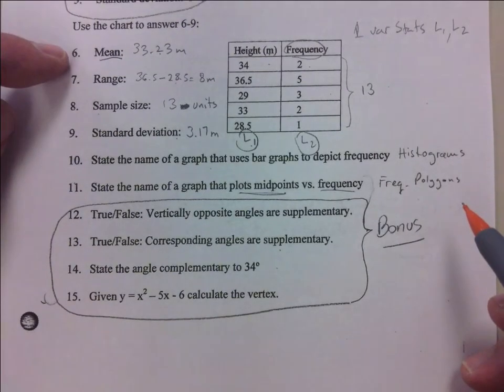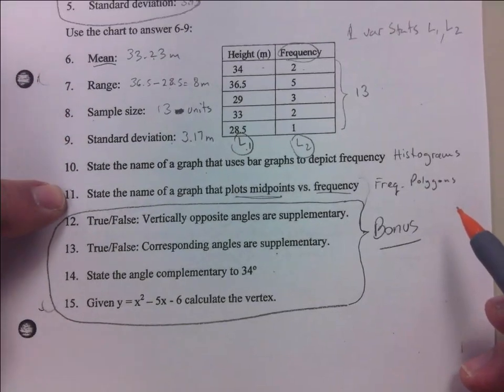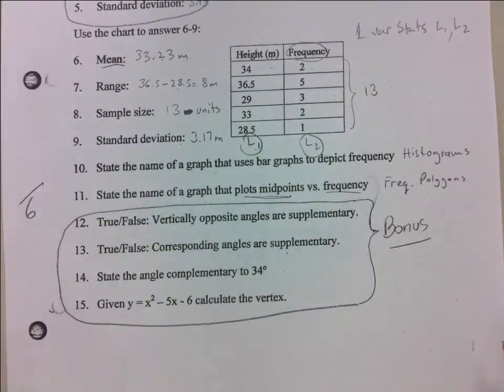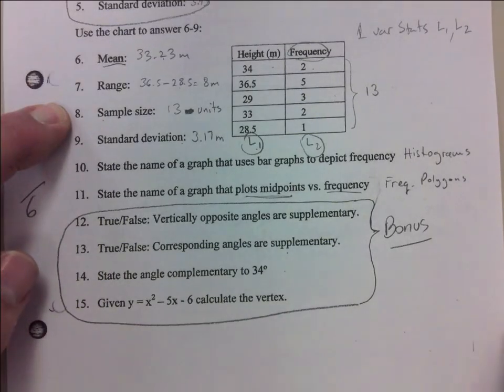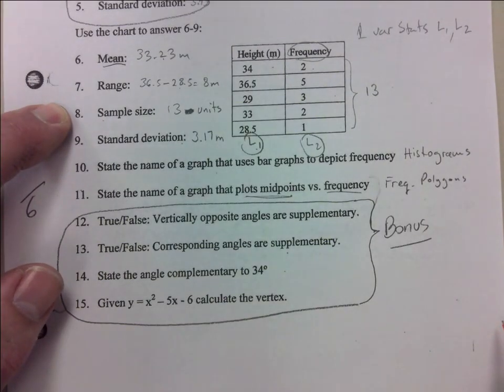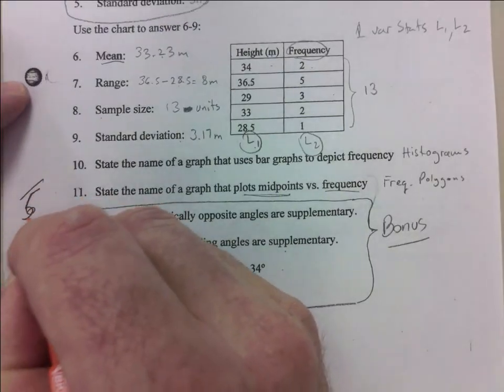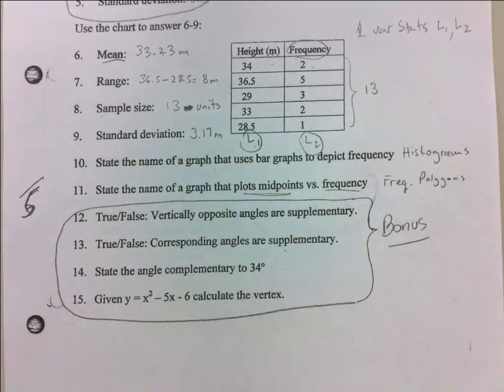So we've got 1, 2, 3, 4, 5, 6 marks, so out of 6 so far for this page. Actually, sorry, sample size. Make it out of 5. So if you get that one, it's 6 out of 5.